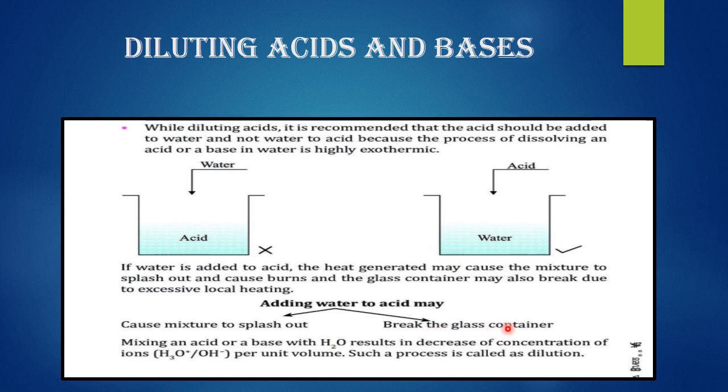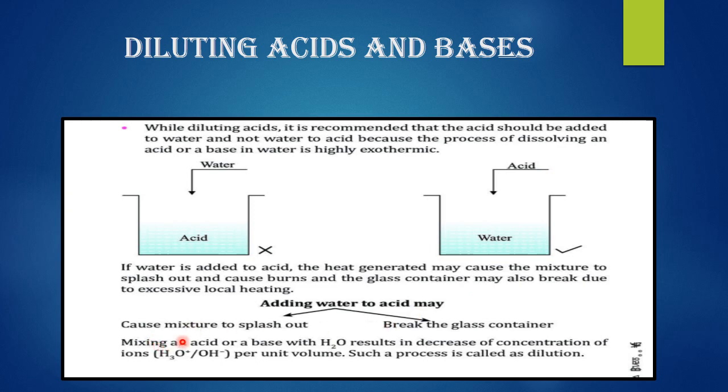So if you have to dilute acid, then take water in a container and slowly add acid or a base, because then the water will absorb the excess heat that is generated when acid or a base is being added to water. So this is the correct method of diluting acid or a base.